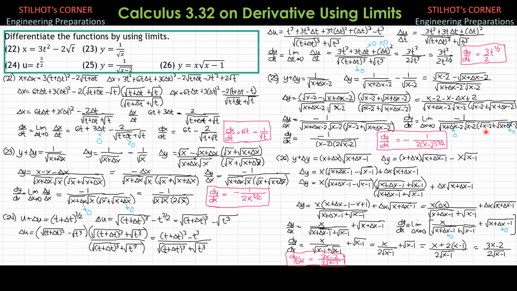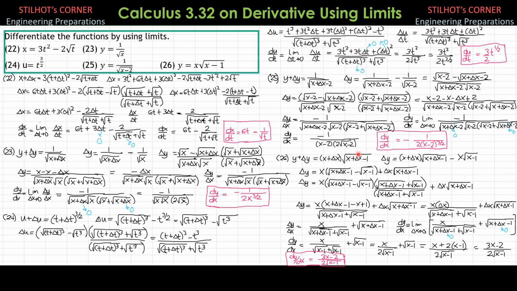Set delta x to 0. Then we have negative 1 over square root of x minus 2 times the quantity square root of x minus 2 plus square root of x minus 2. So square root of x minus 2 times square root of x minus 2 is x minus 2, while square root of x minus 2 plus square root of x minus 2 is 2 square root of x minus 2.